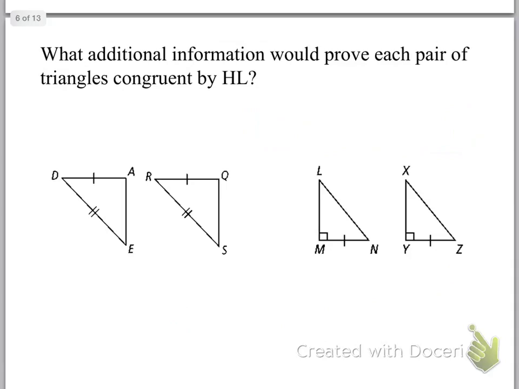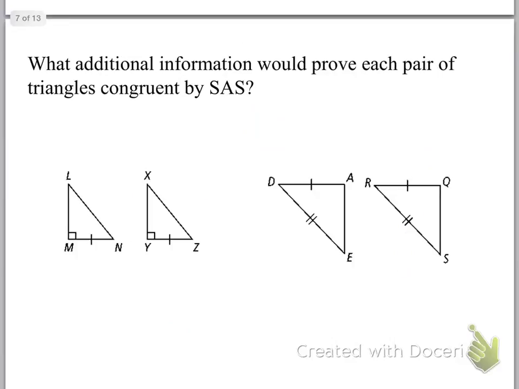Which additional information would you need to prove each pair of triangles congruent by hypotenuse leg? Okay, we have to have right angles in these ones. My next set, I have legs congruent, I have my right angles, but I also need the hypotenuses congruent. My next one, I have my right angles, I have my legs being congruent, I need my hypotenuses congruent. Oh, this one's side angle side. Okay, so if I were to label it, I have a side and angle, I need another side that my angle is touching. Okay, so these have to be congruent as well.